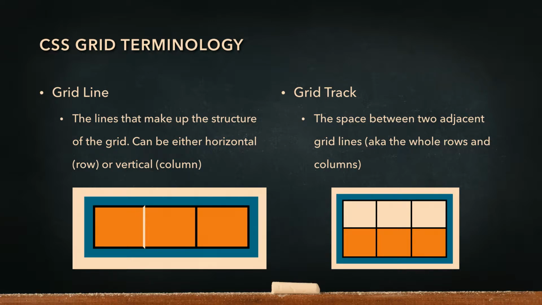And then you have a grid track, which specifies the space between 2 adjacent grid lines. So basically a whole row or a whole column. In this example, the white specifies a whole row as a grid track. And that'll come across when I explain some of the properties you can use in grid.